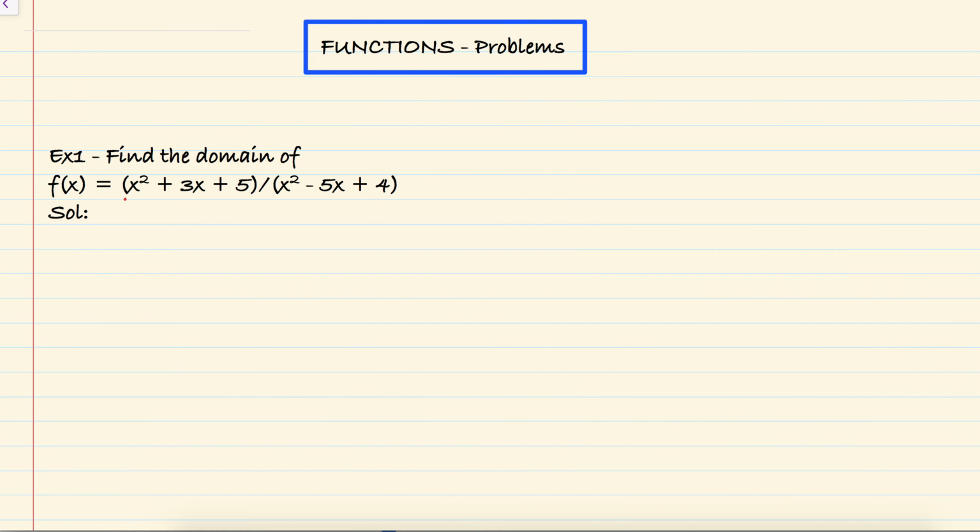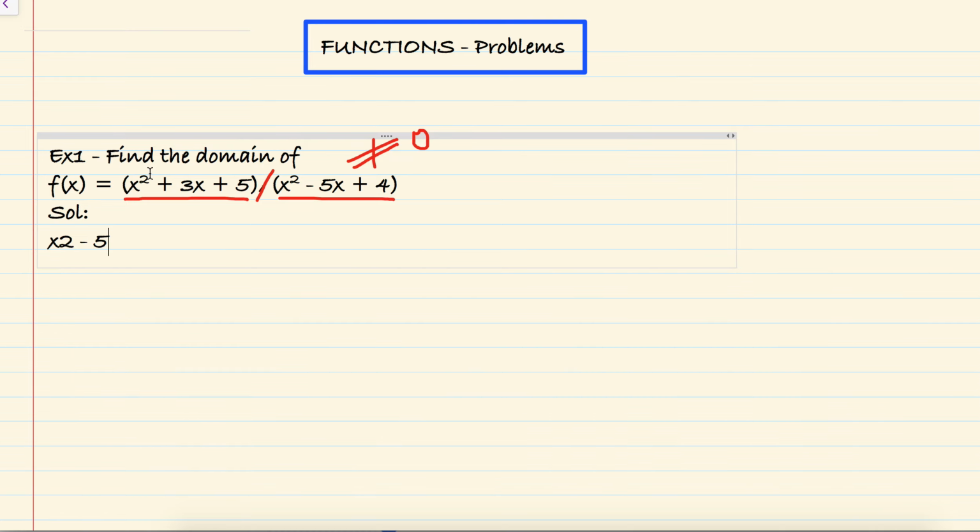So here we have the numerator here and the denominator here. So it's a rational function, and in a rational function the denominator should not be equal to 0, otherwise the function would not be defined. So here x square minus 5x plus 4 should not be equal to 0.